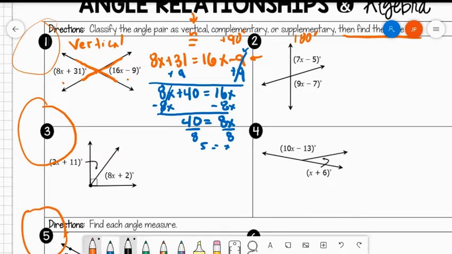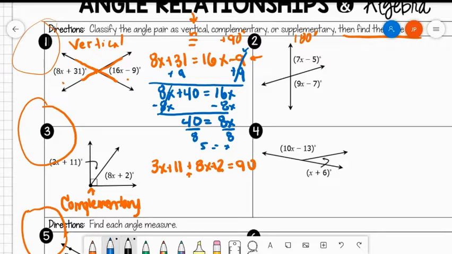Let's look at number 3. Again, the first step is to classify the type of angle pair I have. Notice we've got a right angle right there. When I've got a right angle, that's a big hint that you're going to be doing something with complementary angles. And like we said up top, complementary angles means when I put them together, they equal 90. So I'll say my first piece, 3x plus 11, plus my second piece, 8x plus 2. When I put them together, they're going to equal 90.